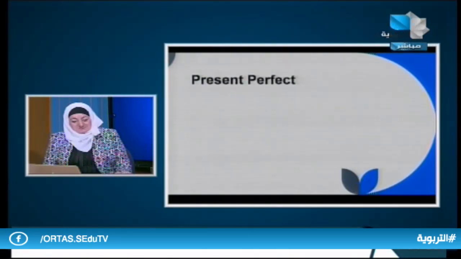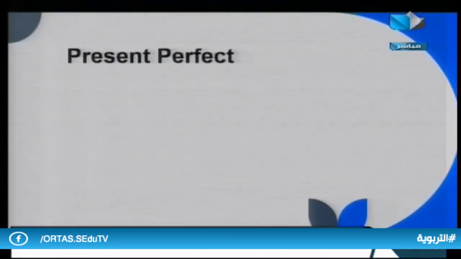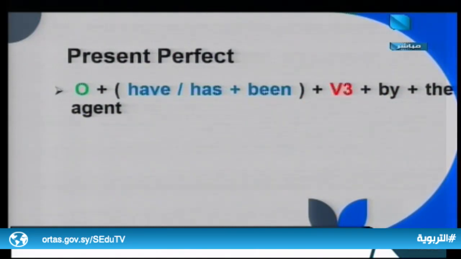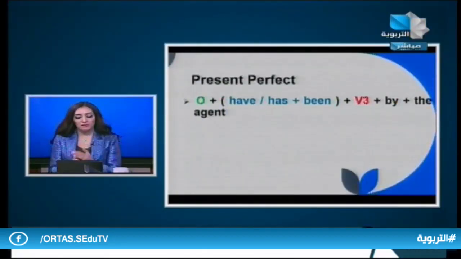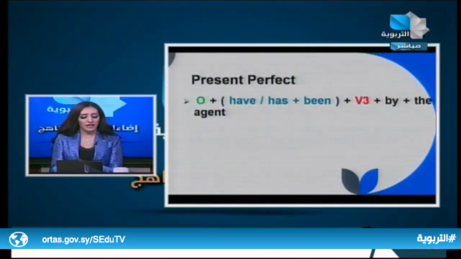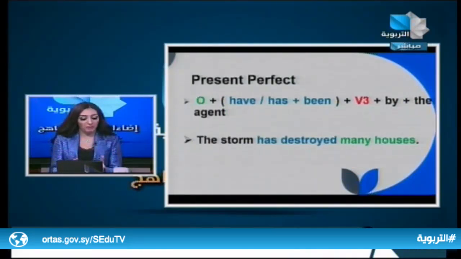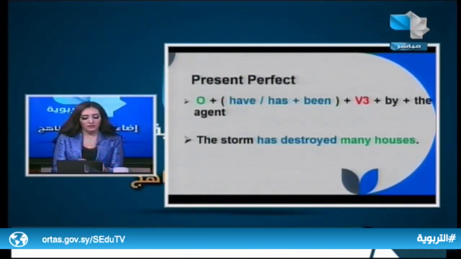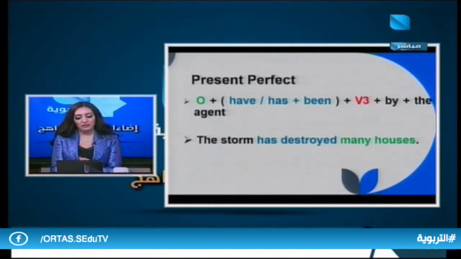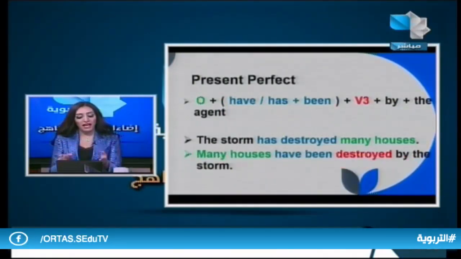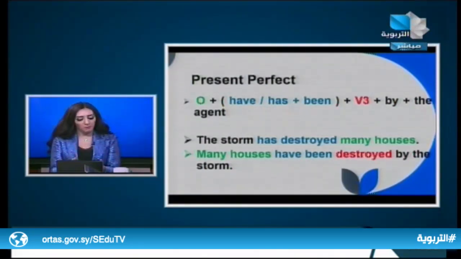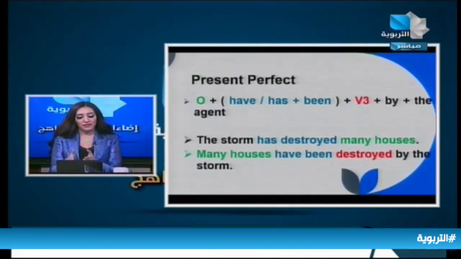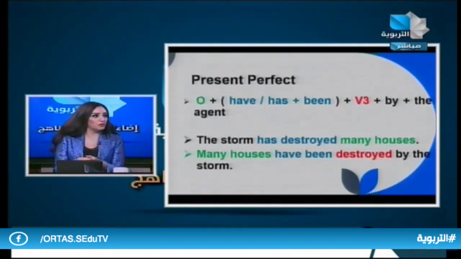Present perfect. Here we've got the object plus have or has plus been, because this is the form of verb to be in the present perfect, plus verb 3, and then by and the agent. An example about present perfect passive: the storm has destroyed many houses. Here we put the object at the beginning, many houses, and then have been destroyed, because we've got have been as the form of the passive in the present perfect, and then destroyed, which is verb 3, the past participle.